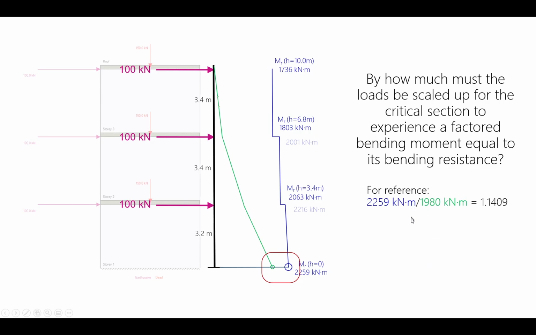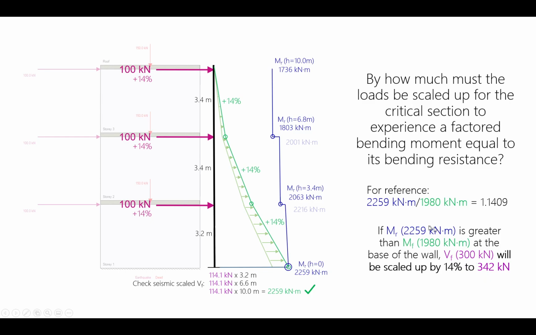So just for reference, we have these two values. At the base, we have our factored moment, and then the resistance. You can see the ratio of those is 1.1409. And so that is how we end up with a 14% increase. If we scale all of these loads up by 14%, basically making them 114.1% by using that ratio, that shifts this entire diagram over so that it lines up right down here. I've even checked it down here if you're curious. Okay, so that is the amplification that we're using.